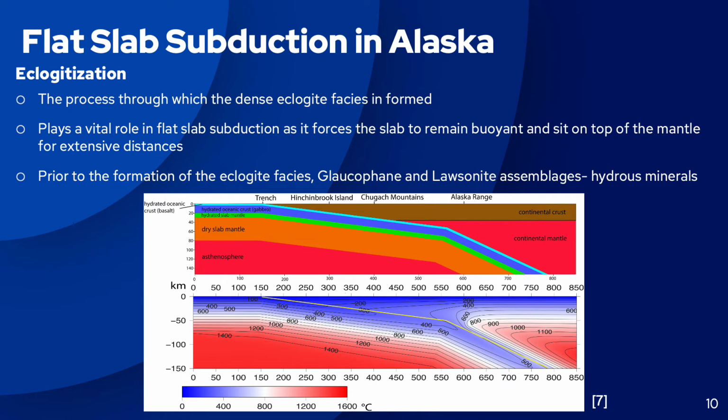The transition from the blue schist facies to the eclogite facies in this case does not occur until 500 kilometers inland from the trench. This means that the slab remains less dense and buoyant on top of the mantle for an extended distance. It is not until 500 kilometers inland that we see the process of eclogitization occur, and the slab begins to sink because of the change in density of the slab when we turn into the eclogite facies.